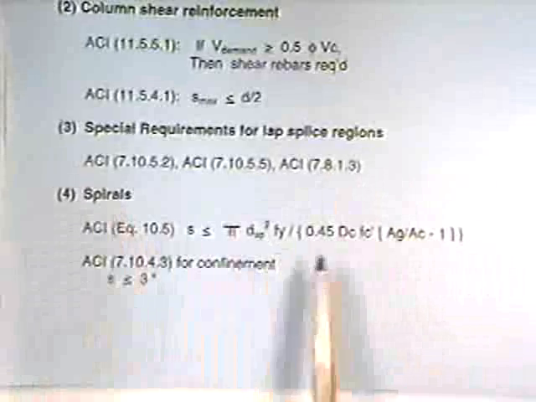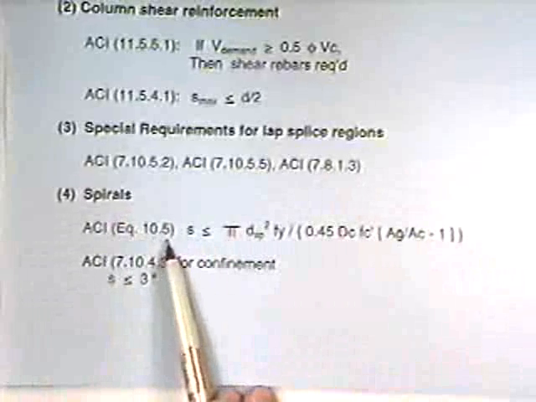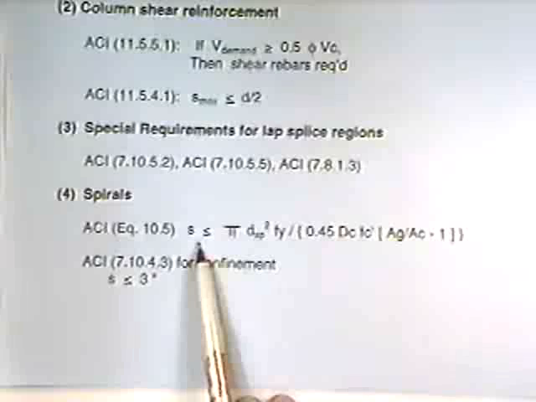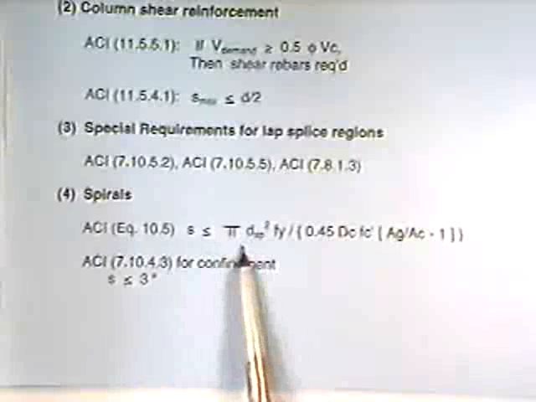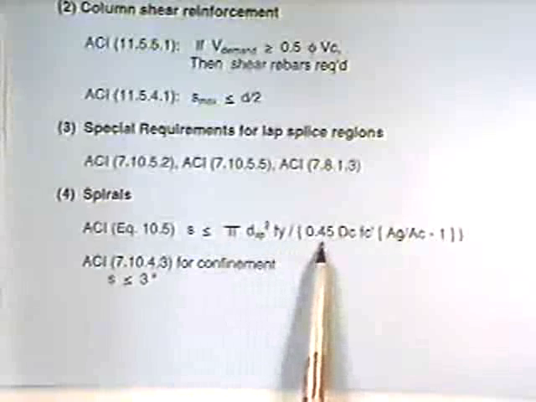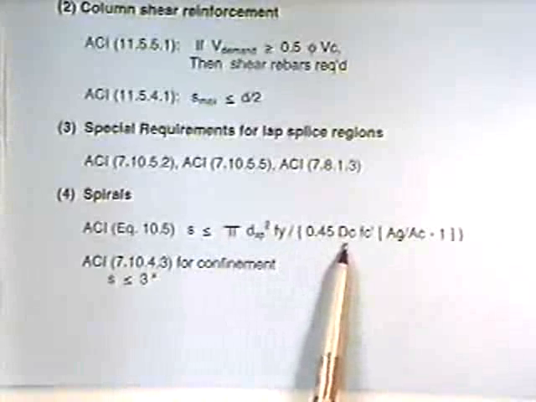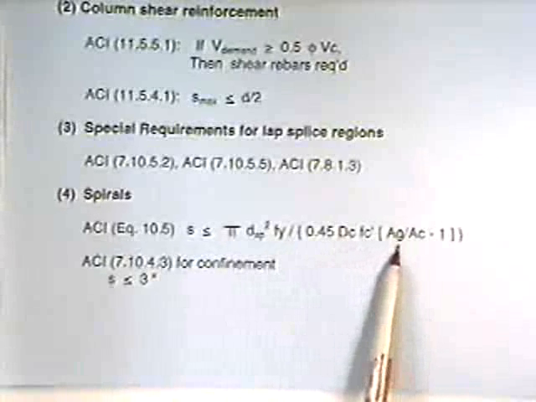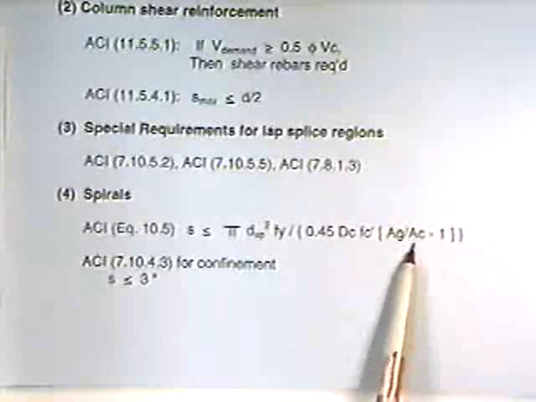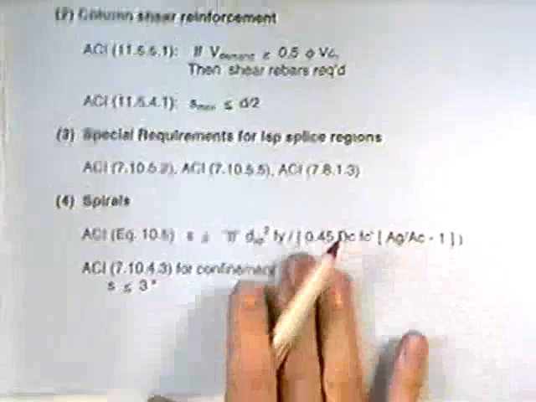If you're designing a spiral, you have this formula from the code. It's in equation 10.5. The spacing of the spiral must be less than or equal to pi times the diameter of the spiral squared times Fy divided by 0.45. D sub C is the diameter of the core concrete. So in other words, the concrete that's inside the spiral. Fc prime, we know Ag is the cross-sectional area of the column. A sub C is the area of the core. Again, it's the area of the concrete inside the stirrup.